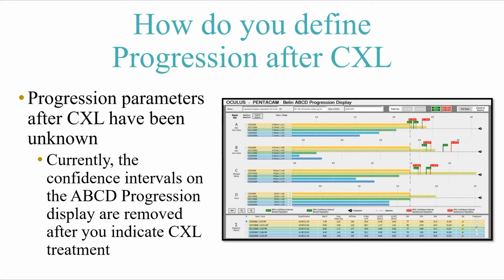Well, how do we define progression after cross-linking? Well, progression parameters after cross-linking had been previously unknown, and as I stated, once you show that the cross-linking treatment has been done, the confidence intervals are dropped out.